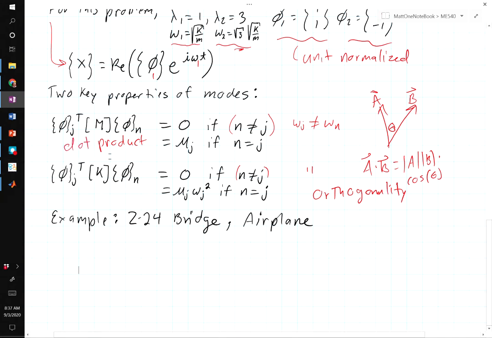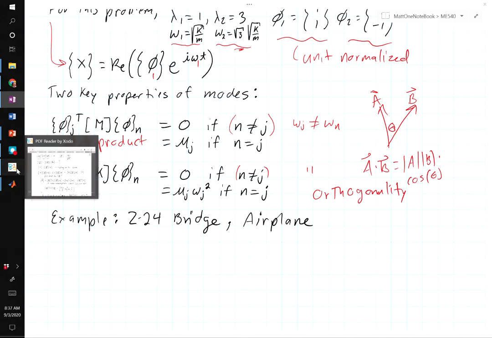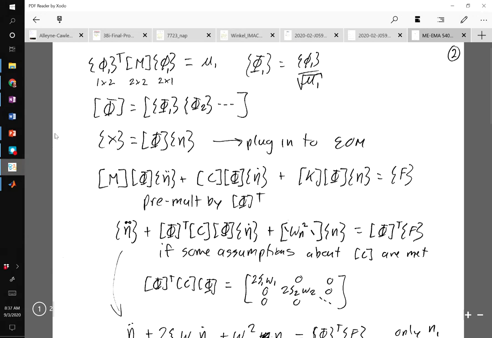Well, we'll go through a little derivation that will show that we can use these to make our multi-degree of freedom system into a bunch of single degree of freedom systems. Each mode is basically a single degree of freedom system that governs how the system moves. So to do that, we'll go to the next set of slides.